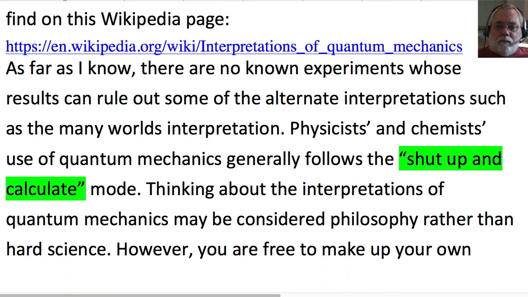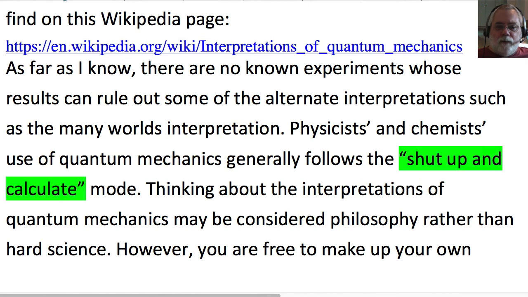As far as I know, there are no known experiments whose results can rule out some of the alternate interpretations, such as the many worlds interpretation. So there are no known experiments to prove that the Copenhagen interpretation is the only correct interpretation.